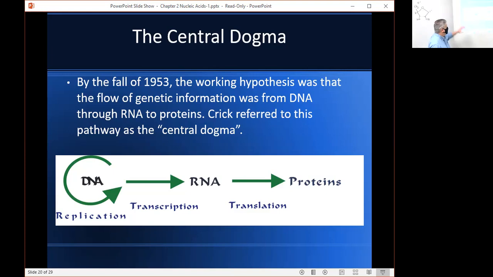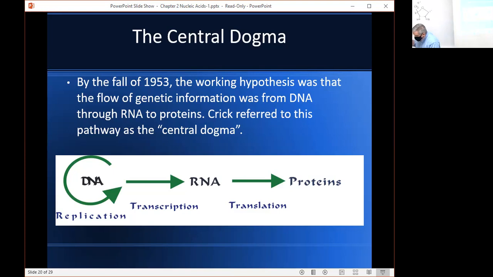DNA can be transcribed into RNA. We can get a Watson-Crick base pairing between a DNA-RNA hybrid, so that DNA can act as a template to make an RNA copy. Then the information in the RNA is translated into proteins in the cytoplasm of the cell.